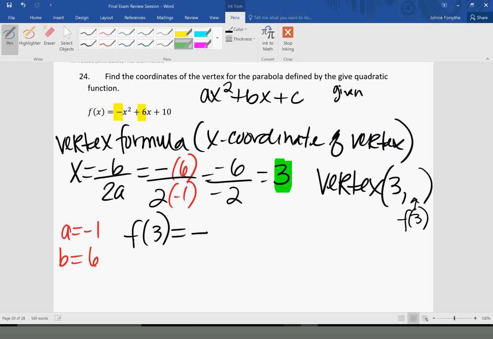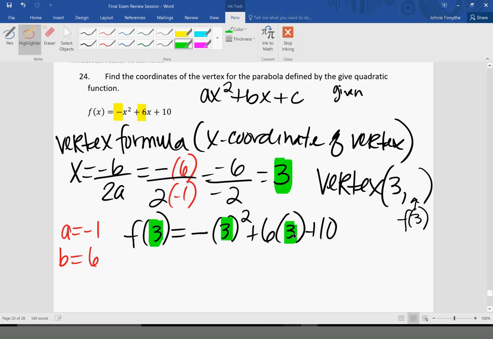So we take what we have for x and plug it into our function. It's going to be negative 3 squared plus 6 times 3 plus 10. We're taking this 3 and plugging it in everywhere we see x. So now, just 1 second.